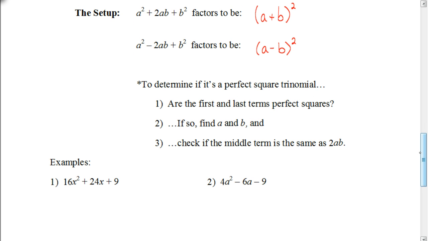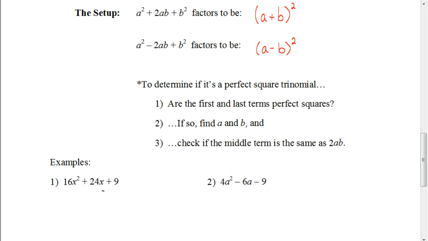So looking at this first example, 16x squared plus 24x plus 9. Now don't forget, you always have to look to see, is there a GCF? Is there a greatest common factor? There is no greatest common factor. And so next I look to see, is it in either of these two forms? And it is. I've got both pluses here. So now I want to see, is this a perfect square trinomial?